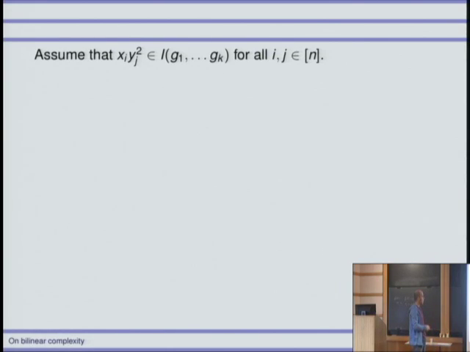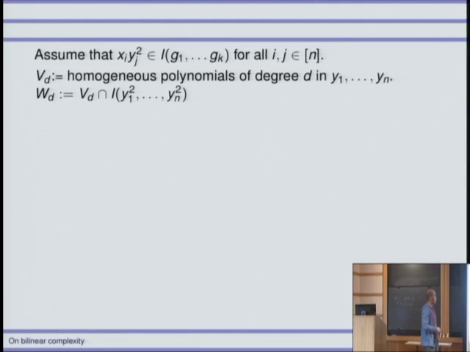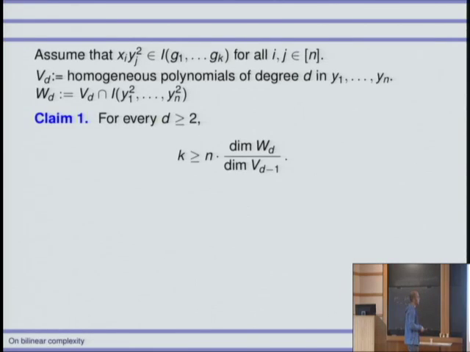Now define the two following sets. The set Vd will be all homogeneous polynomials of degree d just in the variables y, and let Wd be the homogeneous polynomials of degree d which lie in the ideal generated by y1 squared, y2 squared, through yn squared. So the first claim is that for every d, this k can be lower bounded by n times the ratio of the dimension of Wd and Vd minus 1.